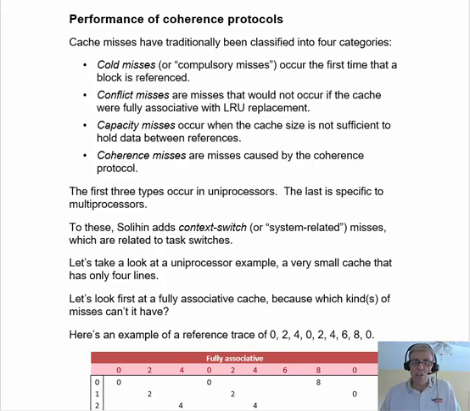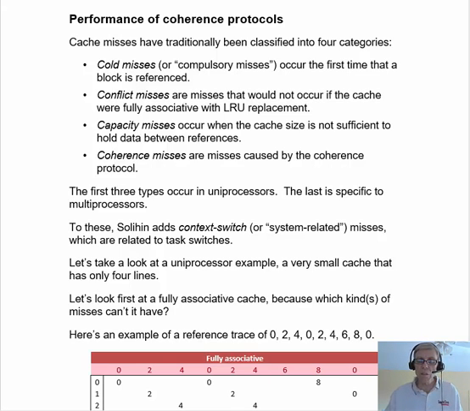Capacity misses occur when the cache size is not sufficient to hold data between references. And that means that, for example, if a block is at one point the 6th most recently referenced block, and there's only 4 cache lines, so you can only hold the 4 most recent blocks, then the next time that block is referenced, that would be a capacity miss, because even if the cache were fully associative, it couldn't fit in the most recent 6 blocks just because there's only 4 lines in the cache. And the last kind is coherence misses, which are misses caused by the coherence protocol. We'll talk more about that later. The first 3 of these 4 types occur in uniprocessors, and the last is specific to multiprocessors.